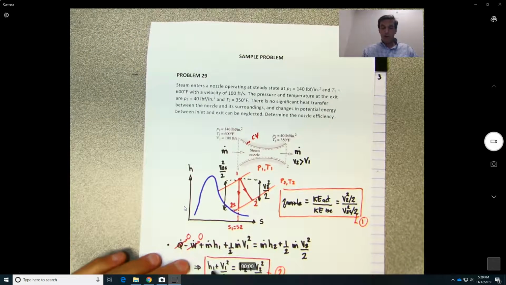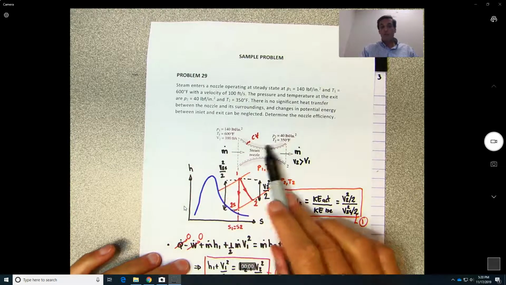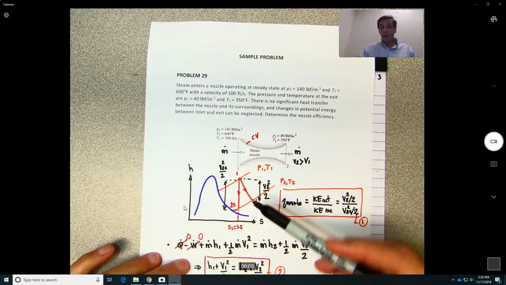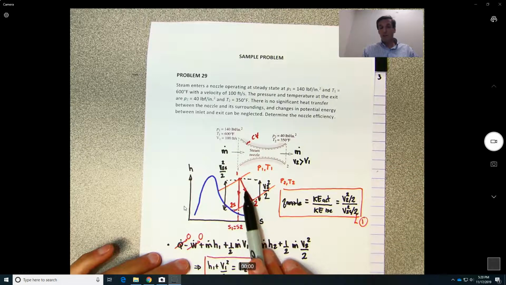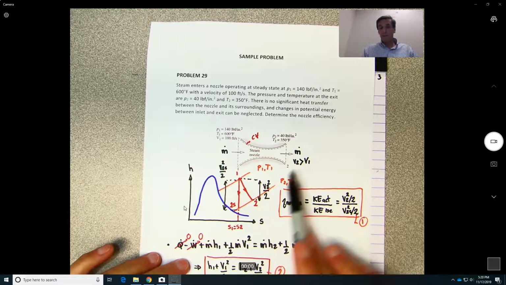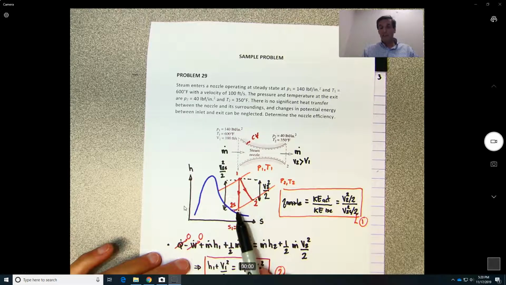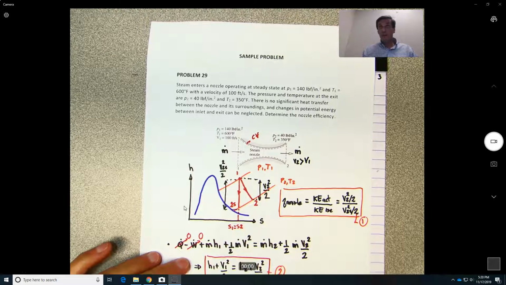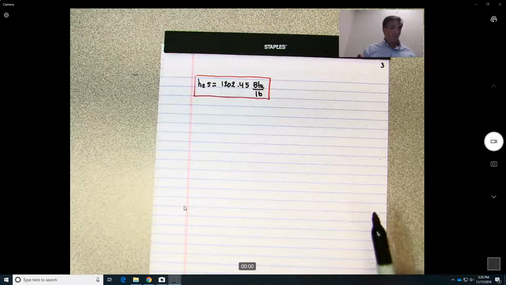So now we know H1, we know H2 and H2S, we know V1 is given to us. We need to find what is the velocity at 2 for the two cases. For the actual case, when we go through this line, what will be the velocity at the exit, and what should be the velocity at the exit in the ideal case when we assume that it is isentropic. Alright, so let's do that.